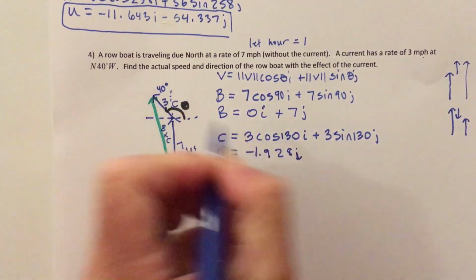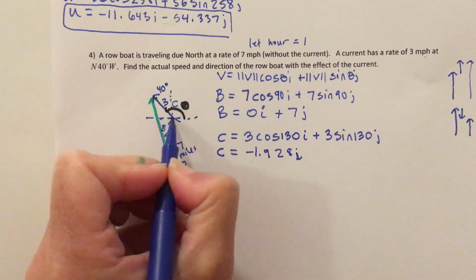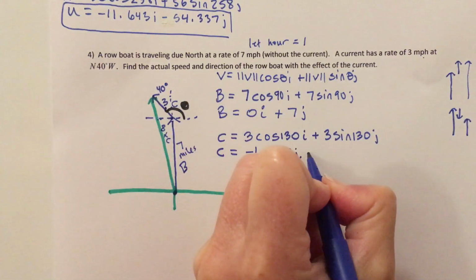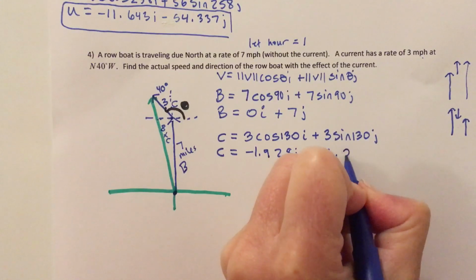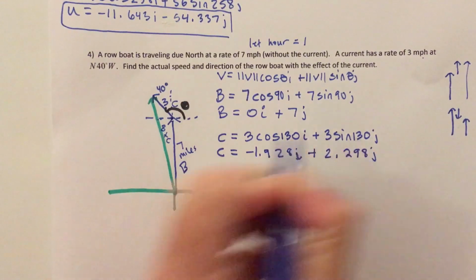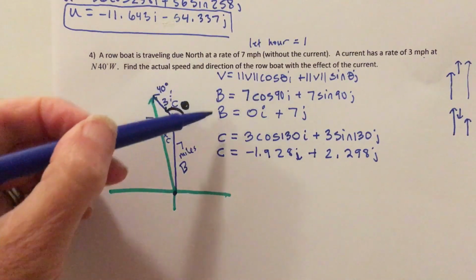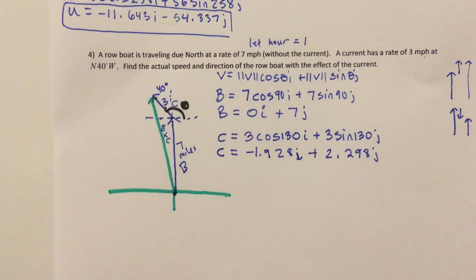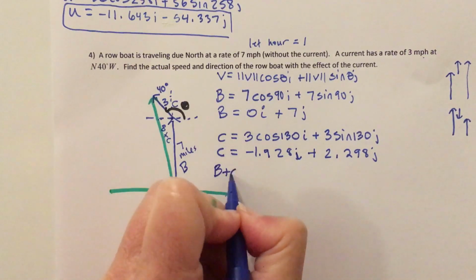Oops, that's an i, okay? Which means that this boat right here goes over a little bit less than 2, and it goes up 2.298. Okay. All right. So that's the boat. That's the current. Just do those separately. But what we really want is the boat plus the current.